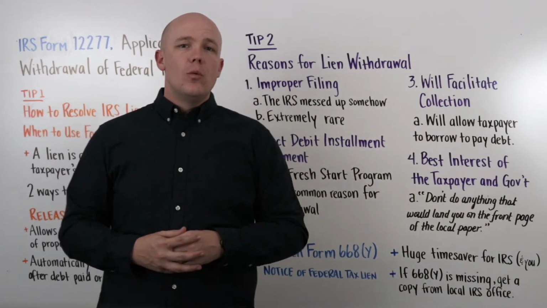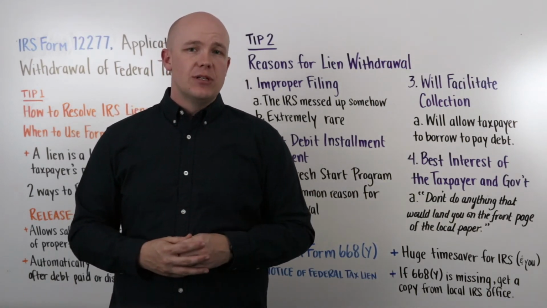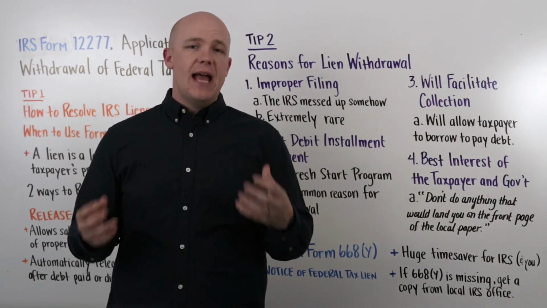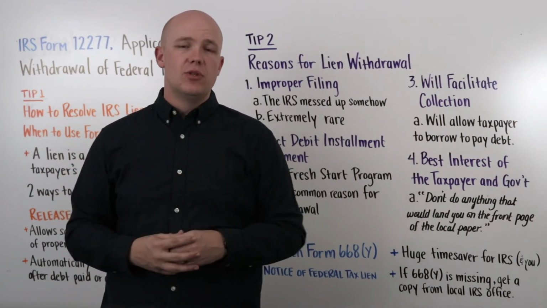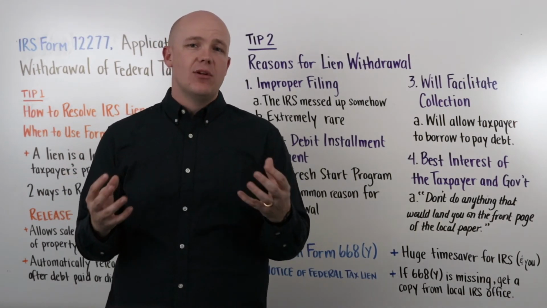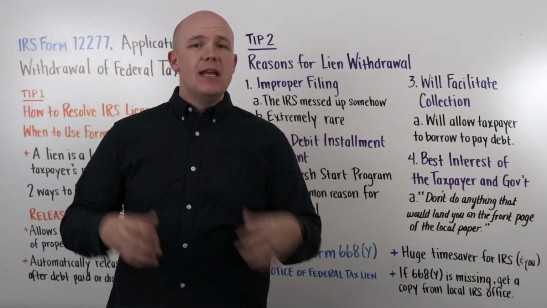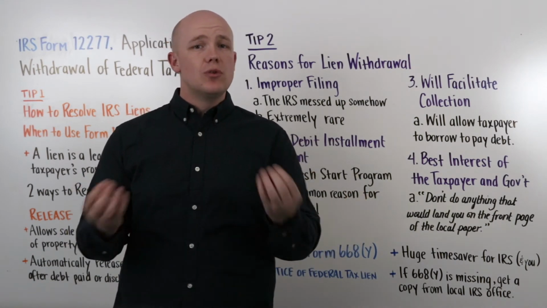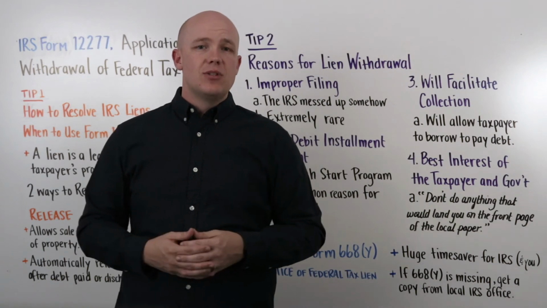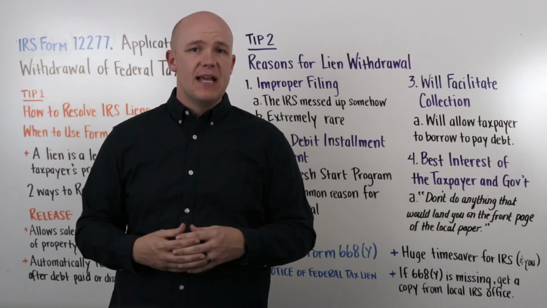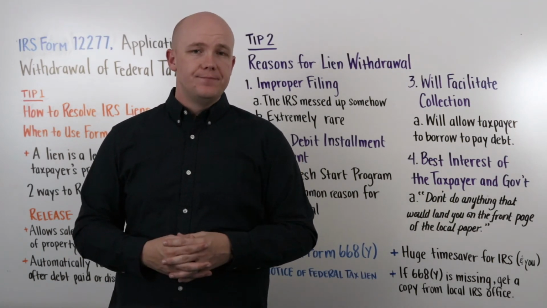Number 3, withdrawal will facilitate the collection of the tax. Because a tax lien is so detrimental to a taxpayer's credit, it will often affect their ability to borrow money. If the IRS can be convinced that withdrawing a lien will allow the taxpayer to borrow money and pay off the tax debt, they will likely withdraw the lien.